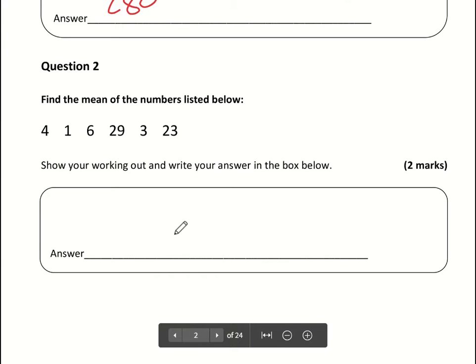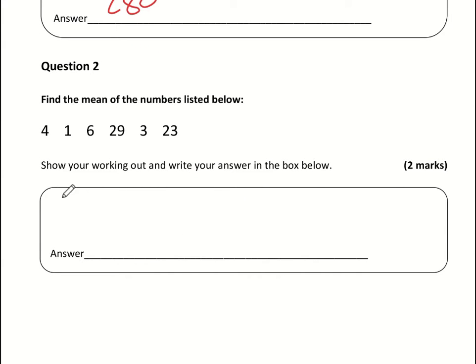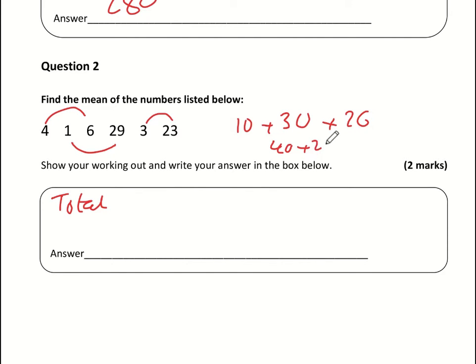Question number 2. So to find the mean, we need to work out the total. So the total is all of these numbers added together. So I'm just going to link a few together. So 4 plus 6 is 10, 29 plus 1 is 30, 3 plus 23, well that's just 26, so that is 40 plus 26, so the total comes to 66.